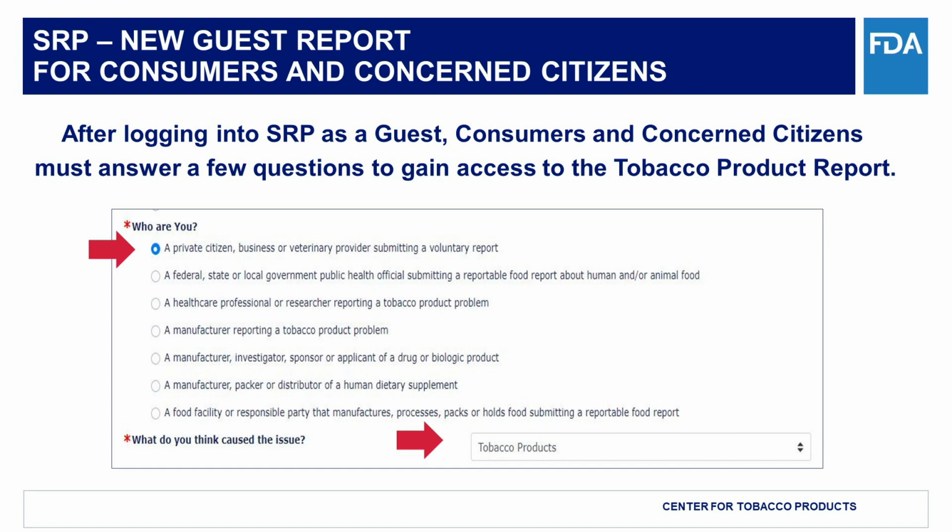To access a tobacco product report, a guest consumer or concerned citizen must answer a few questions properly. Most of the questions are easy to get right. 2 of the questions shown on this slide can be more tricky. Answer the question, "Who are you?" by selecting the option of a private citizen, business, or veterinary provider submitting a voluntary report. Tobacco retailers, importers, distributors, wholesalers, and suppliers should report as private concerned citizens do.